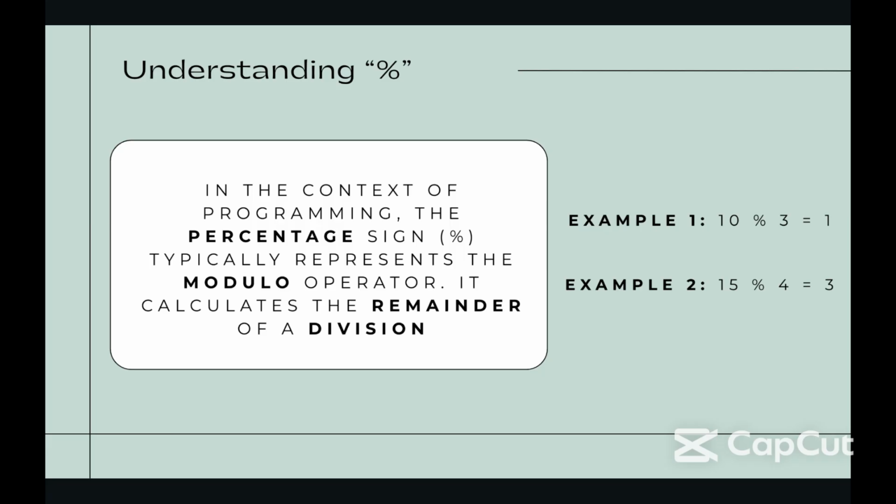Now, let's focus on the percent operator. It tells you what's left after dividing. So 10 divided by 3 gives a remainder of 1, because 3 goes into 10 3 times with 1 left over. This is really handy when you need to find remainders or check if a number is even or odd. In the context of programming, the percent sign is also called a modulo operator. As you can see in the example on the right, 3 goes into 10 3 times, and you get 9. When you subtract 9 from 10, you get 1, so the remainder is 1.